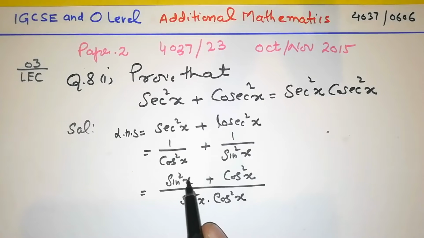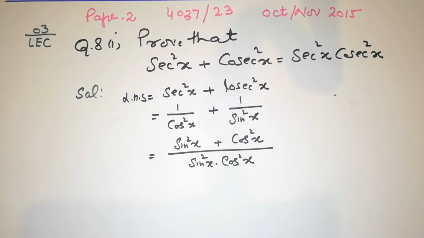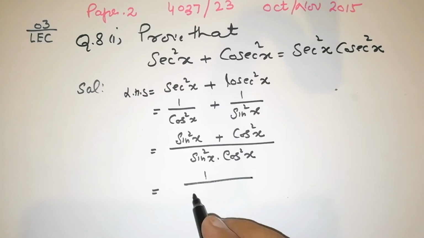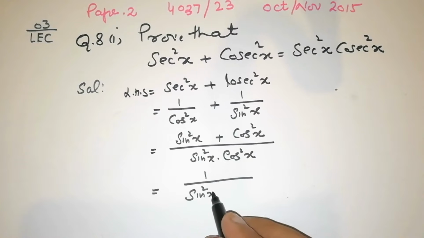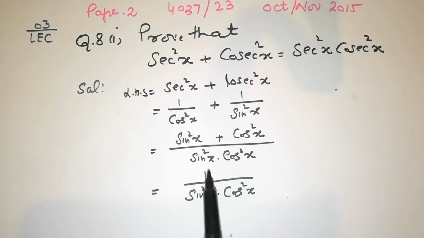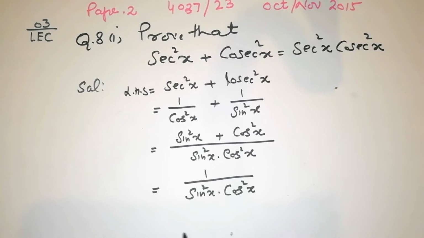And students, you know sine square plus cosine square is always equal to 1. This is the fundamental identity. Therefore we have 1 divided by sine square x and cosine square x. And you know 1 over sine square is cosecant square and 1 over cosine square is secant square. Therefore we have secant square x cosecant square x. This is the right hand side.